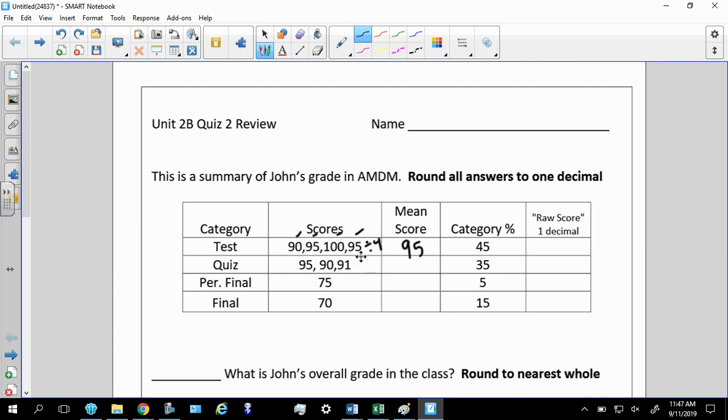The quizzes, I have 3 of them. I'm going to divide by 3. After I add them all up, I get 92. The performance final and the final, I only had 1, so I'm just going to go ahead and use that 1 there. All right. Now I'm going to take the mean score.